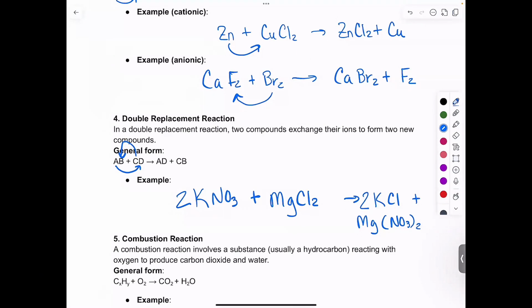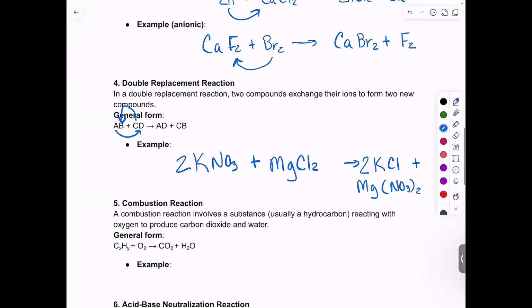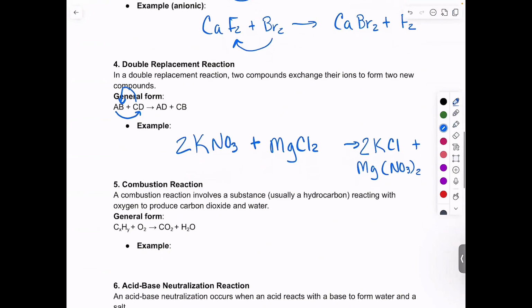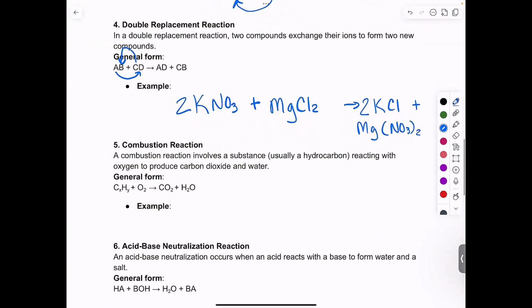So again, look for ionic substances. You have two ionic compounds and they're simply switching their respective partners once the reaction is carried out. Now we also have what's called a combustion reaction.